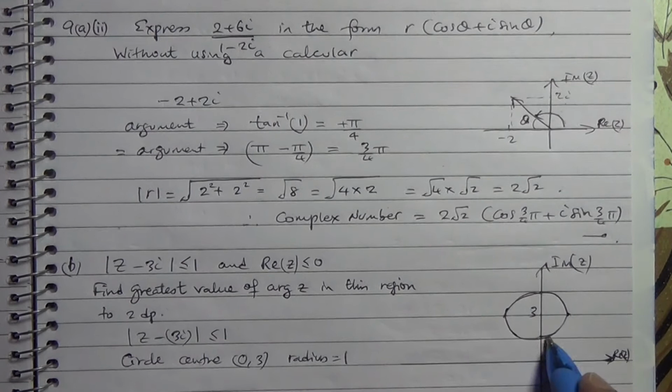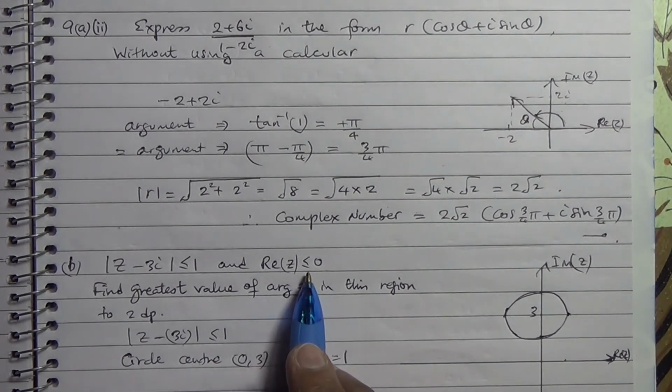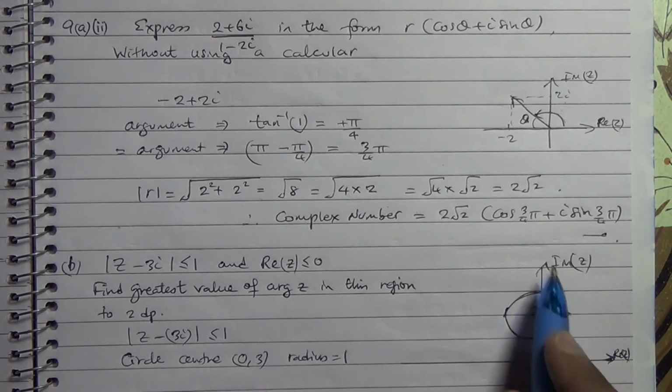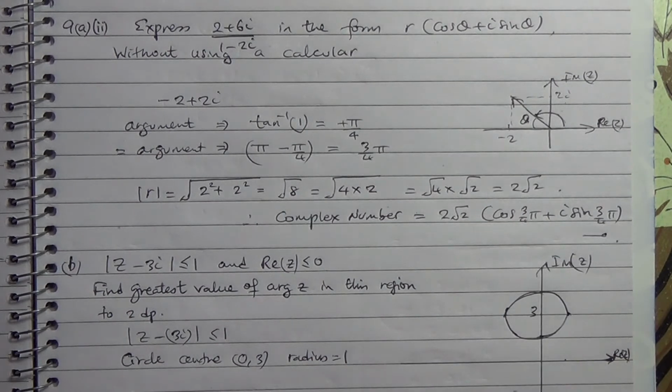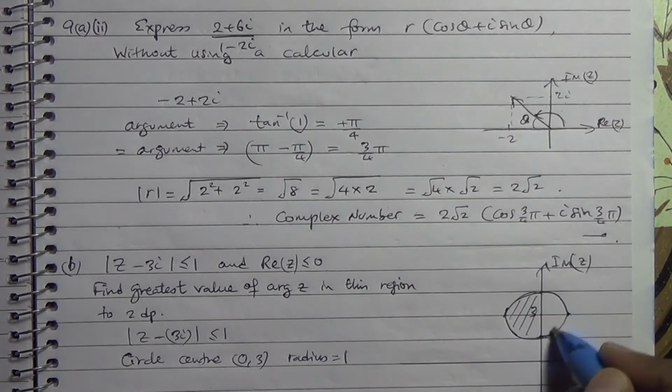And also the real part of z being less than or equal to 0. This is like the x-axis being less than or equal to 0. The line x equal to 0 is the y-axis. So if we were to shade, you need to shade the region within the circle because it's less than or equal to 1, so the shaded region is going to go in here, even there.